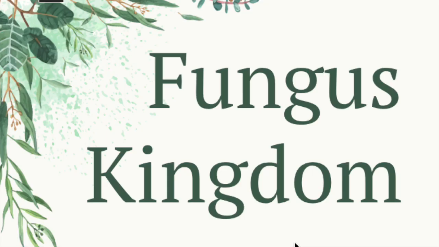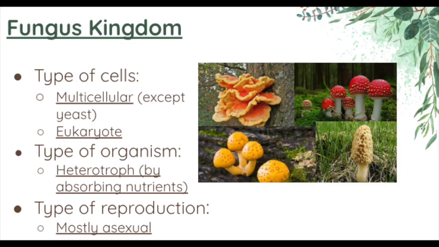Moving on to the fungus kingdom. A fungus is multicellular except yeast. For some reason, yeast is unicellular, and they've placed it in this kingdom, and I'm not 100% sure why, but all of them are multicellular except yeast. They are eukaryotes, meaning every single cell has a nucleus. They are heterotrophs, meaning they cannot make their own food, but how they get their food is by absorbing the nutrients around them. So they don't eat, they don't have a mouth, but they absorb their nutrients. And these guys mostly use asexual reproduction with spores.